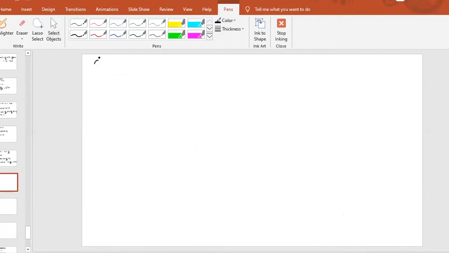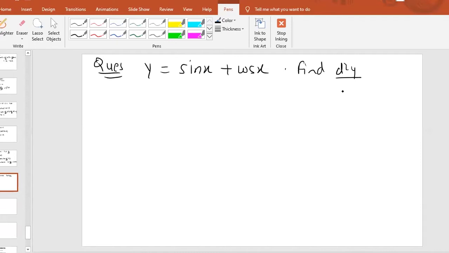Now if I give you one more problem, like the previous problem which I was trying to give you: if y is equal to sin x plus cos x, find d square y by dx square. Can you get the answer for this?